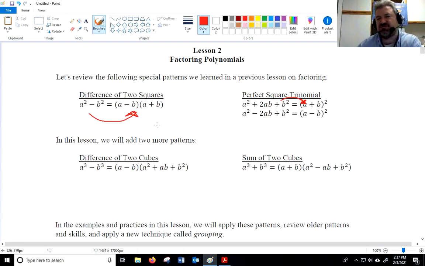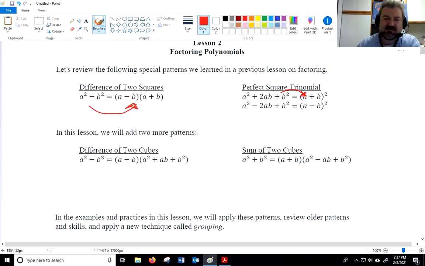In this lesson, we're going to learn two more special patterns. We're going to learn the difference of two cubes and the sum of two cubes. So unlike with squares, where we only have a difference of two squares, with the cubes, we actually have sum and difference. The pattern is this. If we have two perfect cubes subtracted, that it factors into a binomial times a trinomial. And the binomial is simply the cube root of this first term and the cube root of the second term. So if this is a cubed, this is a, and then this is b.